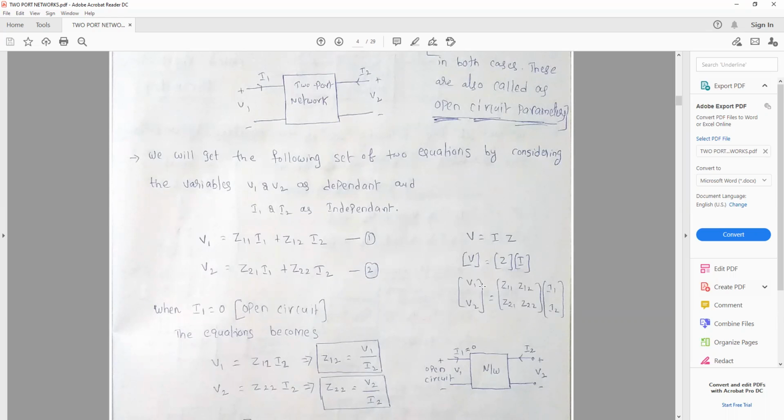We can write these two equations: V1 is equal to Z11 I1 plus Z12 I2. V2 is equal to Z21 I1 plus Z22 I2. Okay, these are the equations.